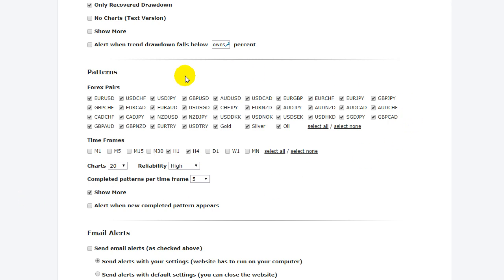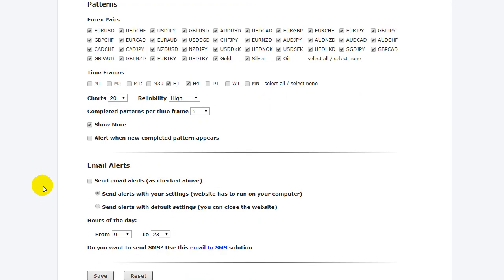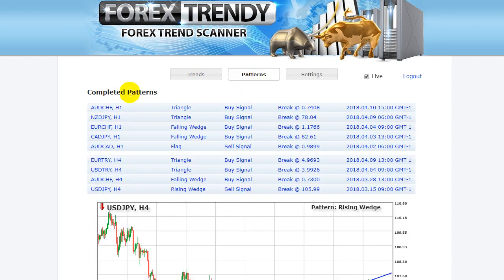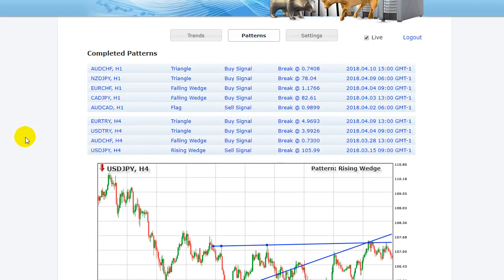So what I've done here is I've clicked all the Forex pairs here. You also have gold, silver, and oil. Using the 1 hour chart and the 4 hour chart, the reliability of the chart pattern is going to be high. Now, remember, you can get these sent to your phone. You can get these email alerts. Okay, so you do have options. You don't have to sit in front of your computer, quote unquote. You can get alerts.